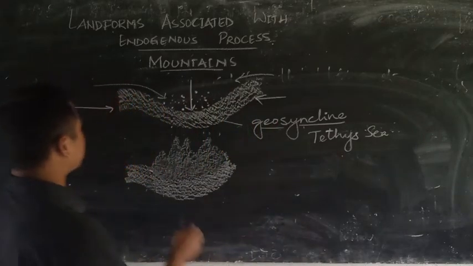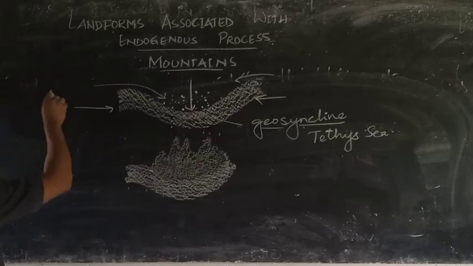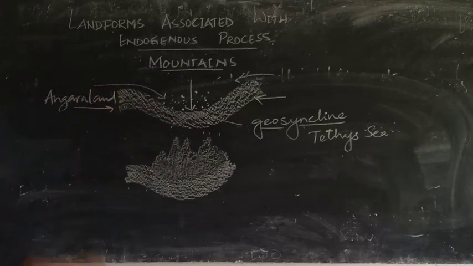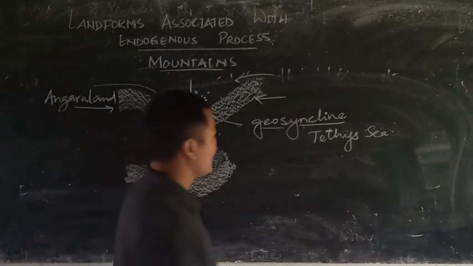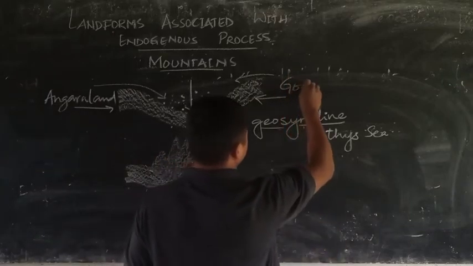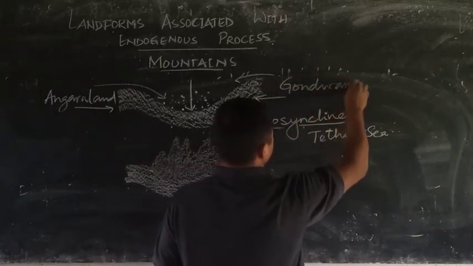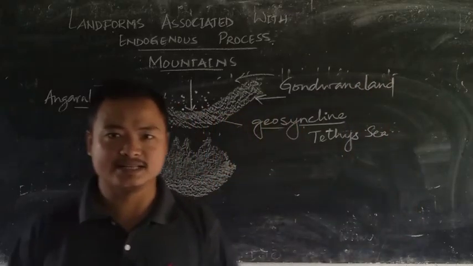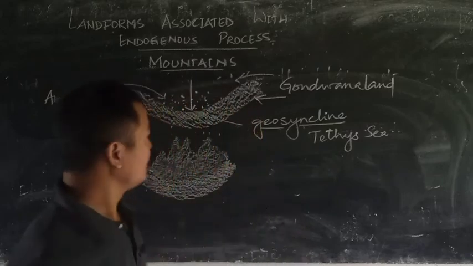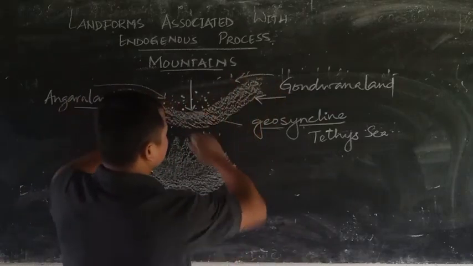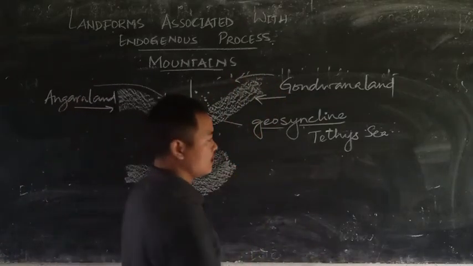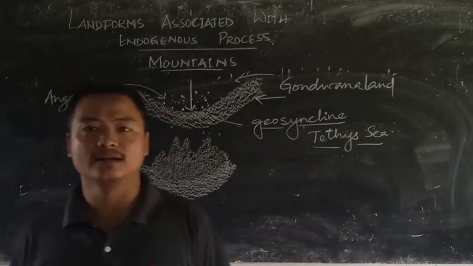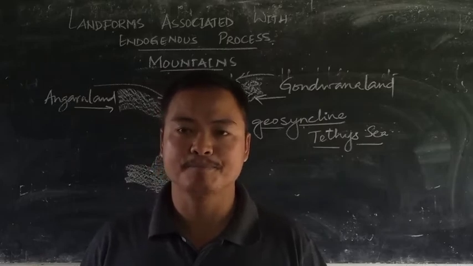And two huge land masses named Angara land in the north and Gondwana land in the south, that is in the southern hemisphere. From these two land masses, huge deposits were made on the basin of Tethys Sea, which was a shallow, elongated basin.